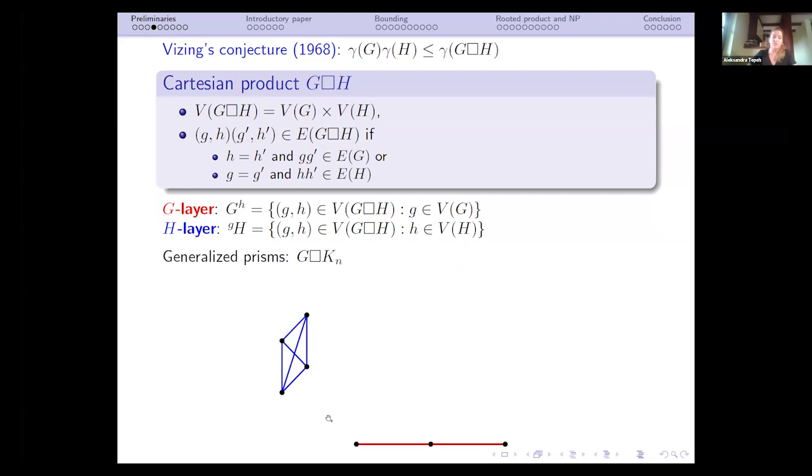as a graph which can be constructed in the following way. So I will draw the Cartesian product of a path on 3 vertices and the complete graph K4. Such graphs are called generalized prisms. And then we make a copy of the graph H for each vertex that we see in the graph G. So for this vertex, I make a copy, and then because I have another 2 vertices in G, I end up with 3 copies of K4.